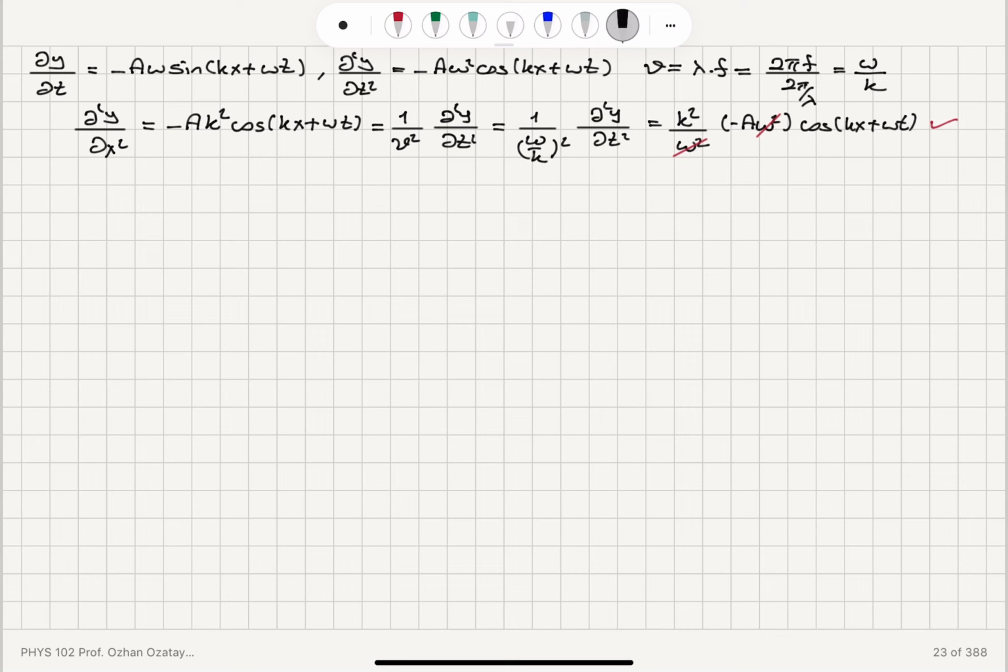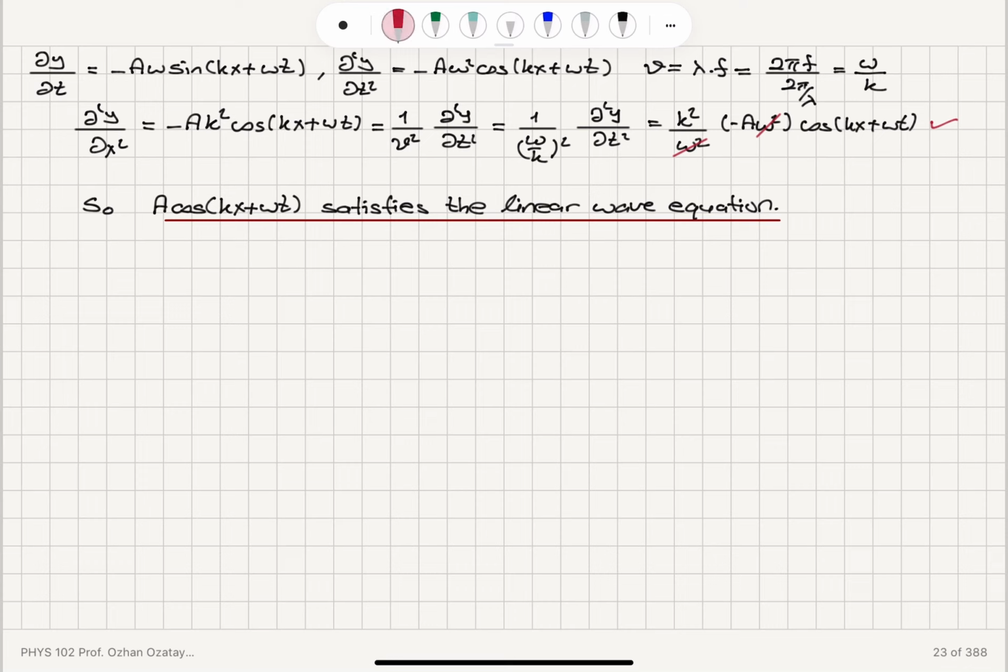So we find that as a result, by explicit substitution into the linear wave equation, A cos(kx + ωt) satisfies the linear wave equation. All right.